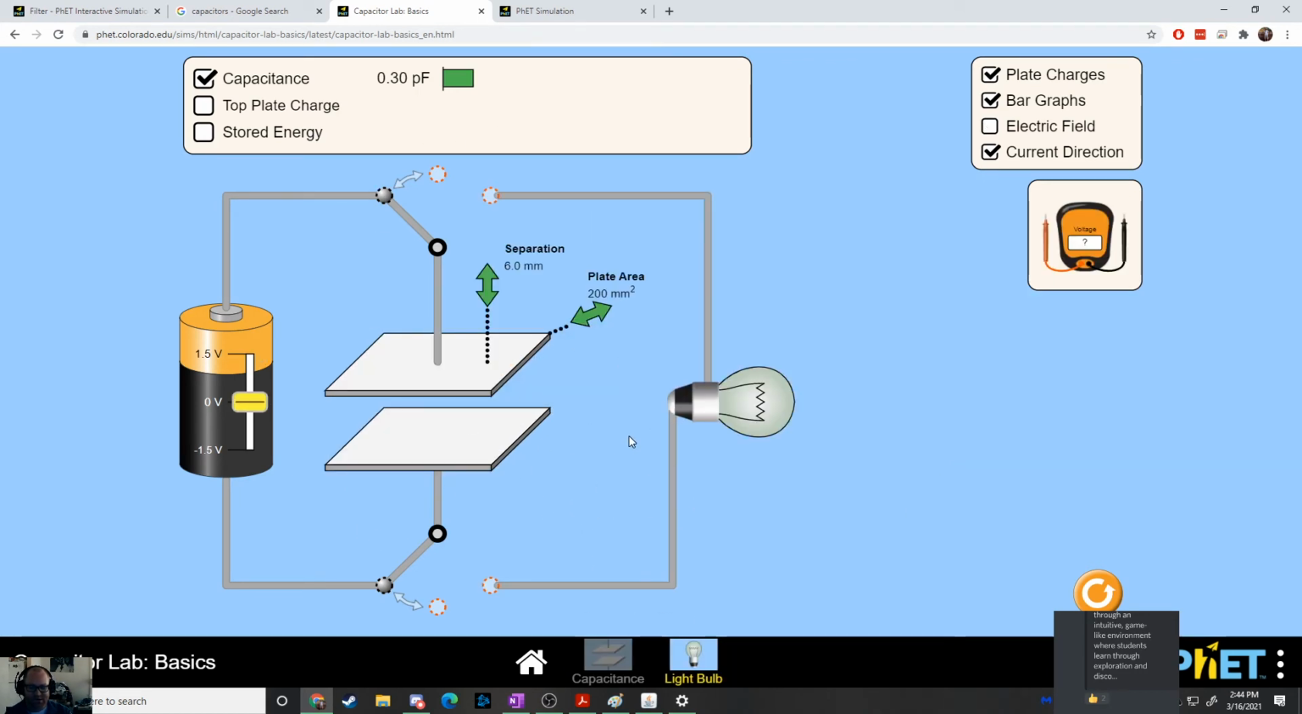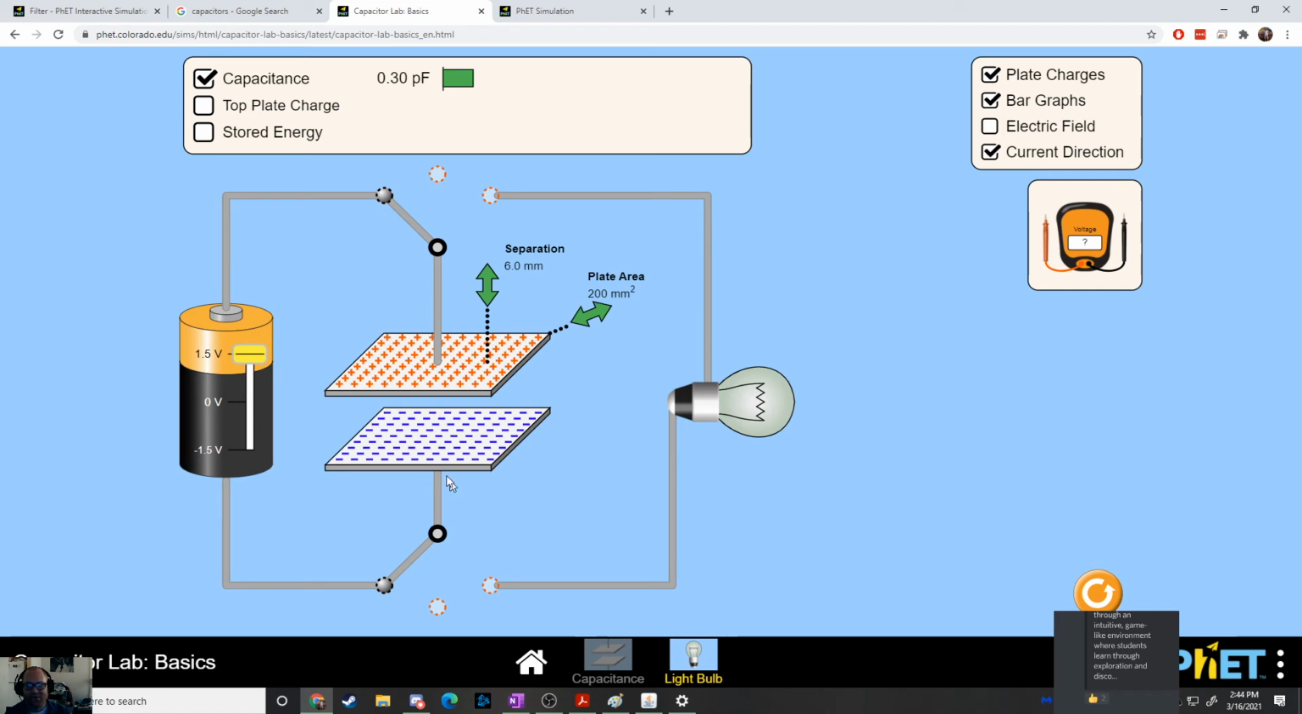So we're going to introduce a light bulb right here. And what we're going to do first is show that if I connect the light bulb up with no charges on the plates, nothing happens. Okay? And now we're going to show how the capacitor can be used to deliver short bursts of energy. So I power up the battery. I charge up my plates right here.